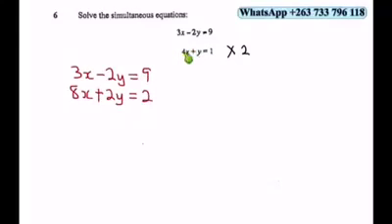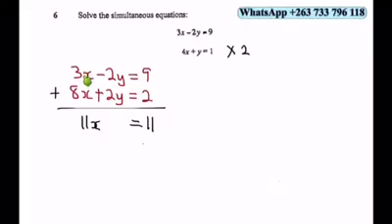So this becomes 8x plus 2y is equal to 2. Therefore, since I have a different sign, I'll just add and get a 0 here. The idea is to get rid of 2y here. So 3x plus 8x is 11x, minus 2y plus 2y is 0. 9 plus 2 is 11. Then I will divide by 11 both sides. Then x is equal to 1.